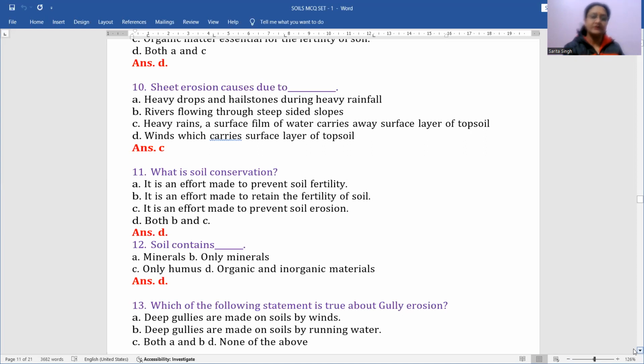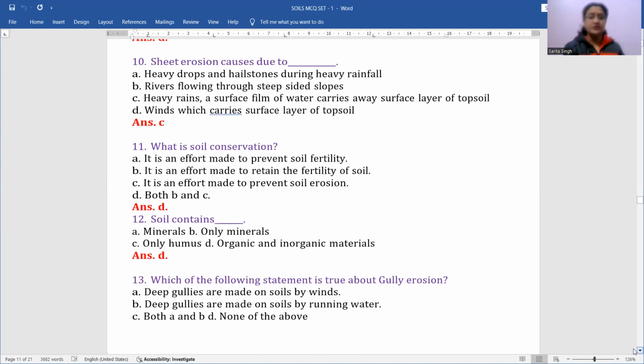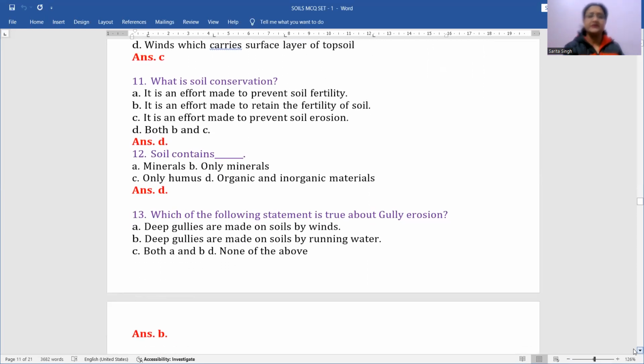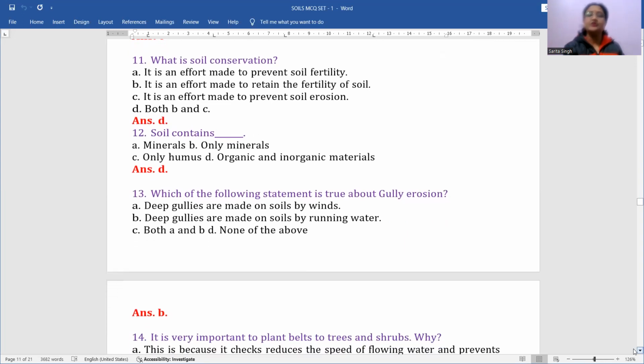Next है, what is soil conservation? सॉइल कंजर्वेशन में वो सारे एफर्ट्स आते हैं जो हम सॉइल की फर्टिलिटी को मेंटेन करने के लिए स्टेप्स उठाते हैं, ठीक है। अच्छा, इसमें देखिए क्या क्या ऑप्शंस दिए हुए हैं। It is an effort made to prevent soil fertility, no. It is an effort made to retain fertility of soil, okay. It is an effort made to prevent soil erosion, and the D option is both B and C. So yes, B and C both will work in this case.